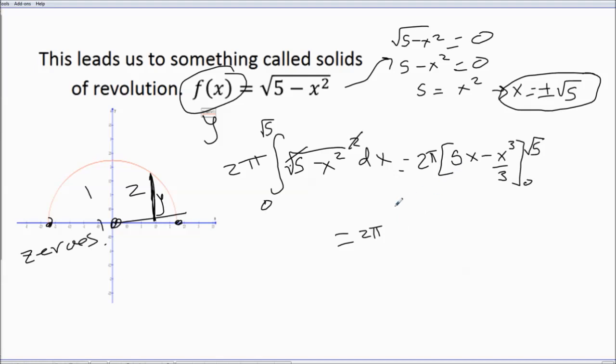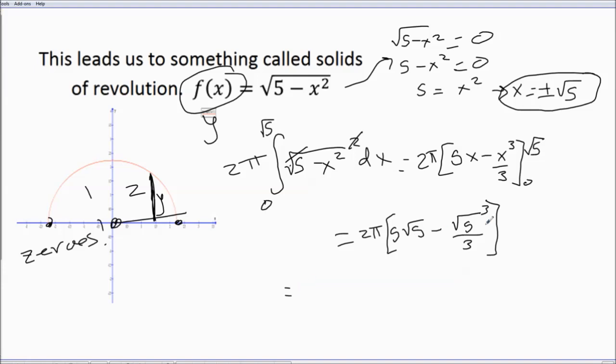Okay, so now what we have, we've got 5 times root 5. Okay, that's easy. 5 root 5. And we're going to plug a root 5 in here. So minus root 5 cubed, root 5 cubed over 3. And we plug in a 0. Everything zeroes out, so I'm not going to write that. Okay, and guys, I'm totally okay with you leaving it here. I will show you one additional step if you want to learn how to simplify it, but if you wanted to leave it here, I would accept that for a test right now.